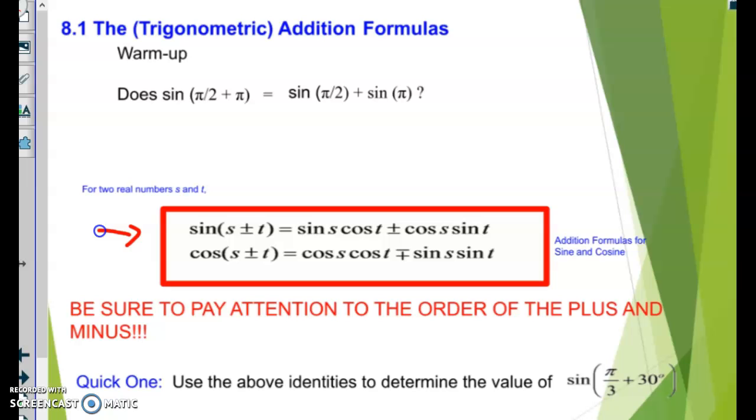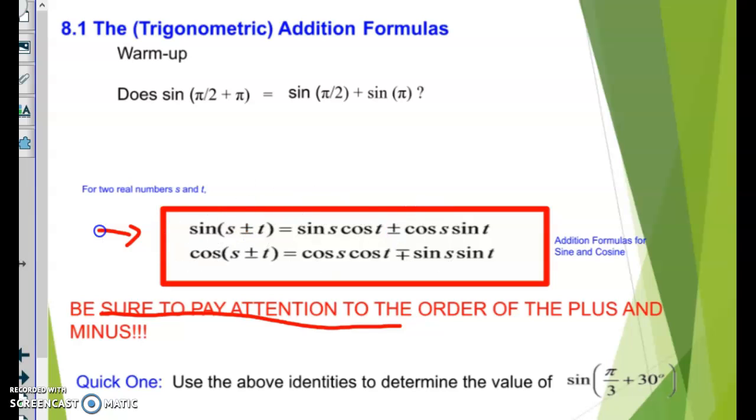We know, let's use the sine sum formula. So notice the order. Pay attention to the order of the pluses and minuses. If I'm adding, then I'm adding over here. If I'm subtracting, using the bottom. This isn't a plus or minus formula. This is two formulas, the top formula and the bottom formula. So if there's a plus, if you're adding the angles, then you're going to be adding over here. If you're subtracting the angles, you'll be subtracting over here.